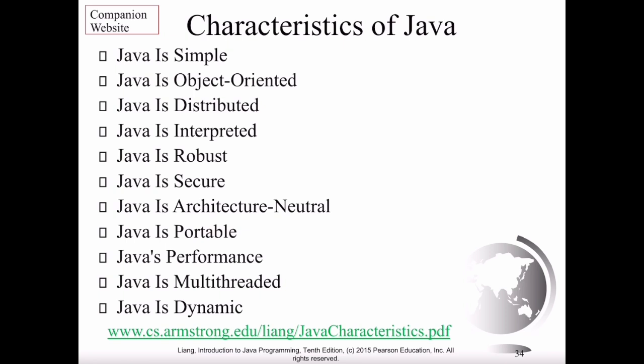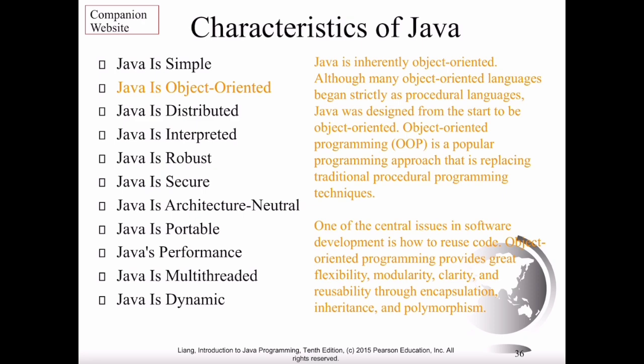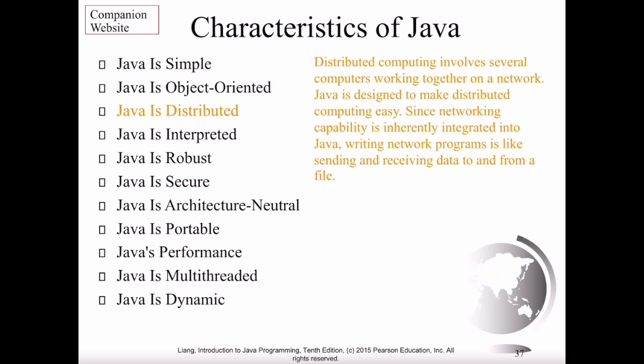Let's talk about the characteristics of Java. Java is simple. Java was particularly modeled on C++, but greatly simplified and improved. So there is more functionality and fewer negatives. Java is object oriented, so everything is centered around objects. It focuses on the necessary aspects to arrive at specific solutions. Java is distributed. You can distribute the workload across different processors. Writing network programs in Java is like sending and receiving data to and from a file.